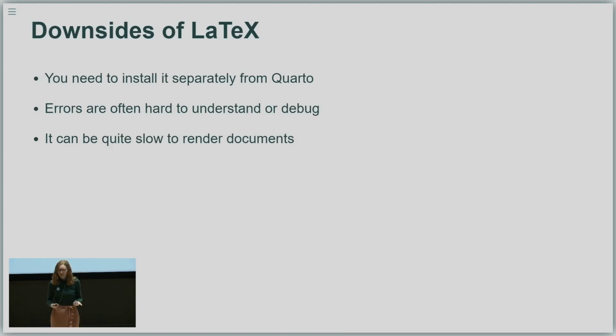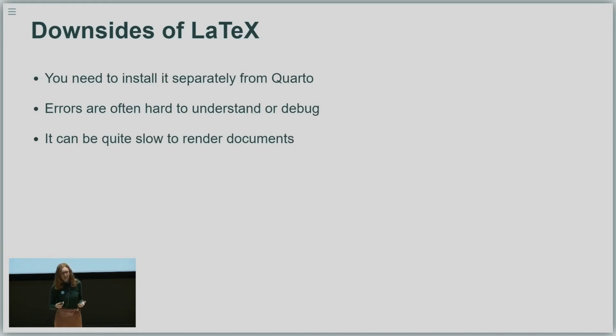LaTeX you typically also need to install separately from Quarto, so you need to have some sort of LaTeX distribution on your system. That can be a little bit annoying, particularly if you're just getting started and all you want to do is make a PDF. You don't want to have to install extra things. LaTeX can also be quite slow.